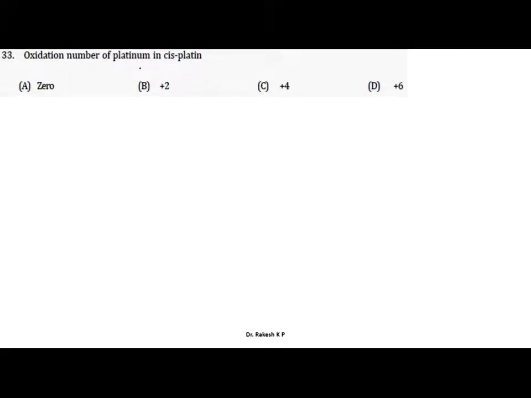Oxidation number of platinum in cisplatin. Okay, so this is the coordination compound here. That is platinum. So we are having which ligands? Now see the ligands here. We are having NH3, this is 2, and we are having Cl2.